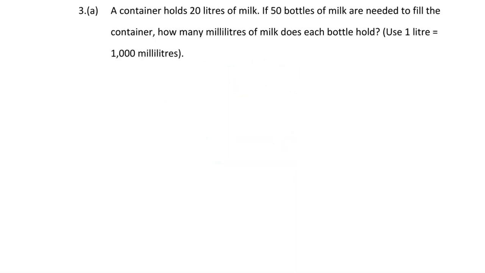Question number 3, part A. A container holds 20 liters of milk. If 50 bottles of milk are needed to fill the container, how many milliliters of milk does each bottle hold? We are supposed to use 1 liter equals 1000 milliliters. This is the dimension problem. We can see that 20 liters are equivalent to 50 bottles. How many liters, let us call them K, are equivalent to 1 bottle?